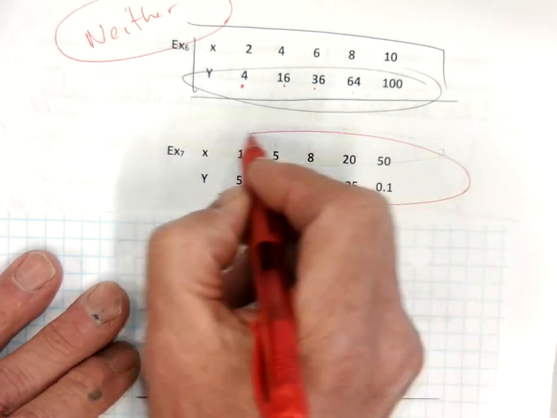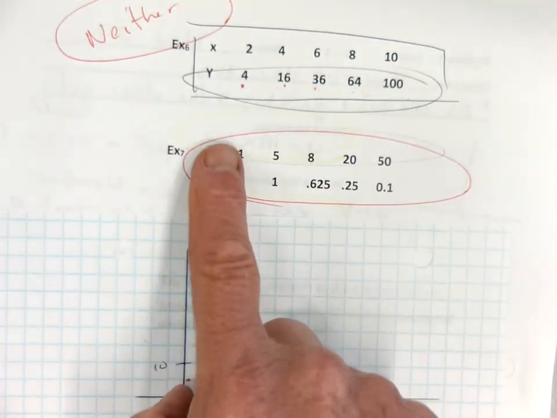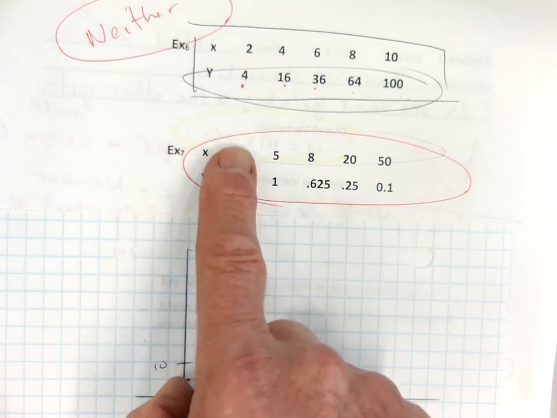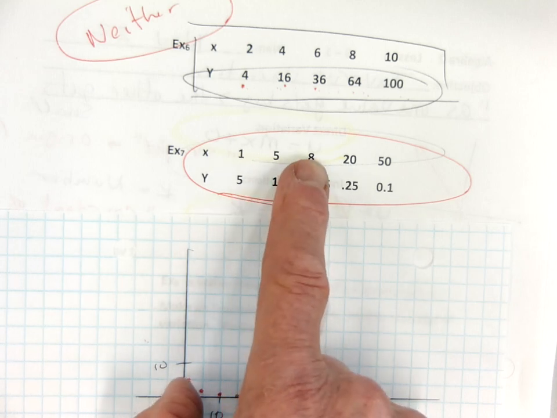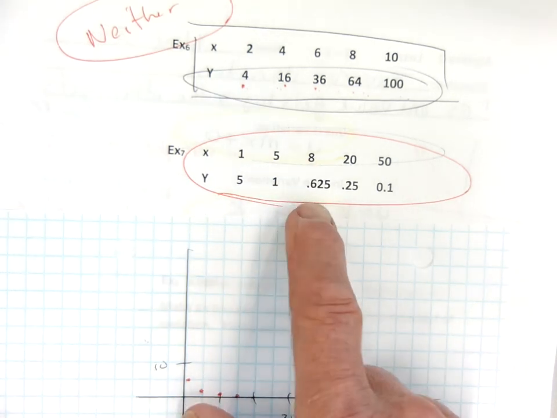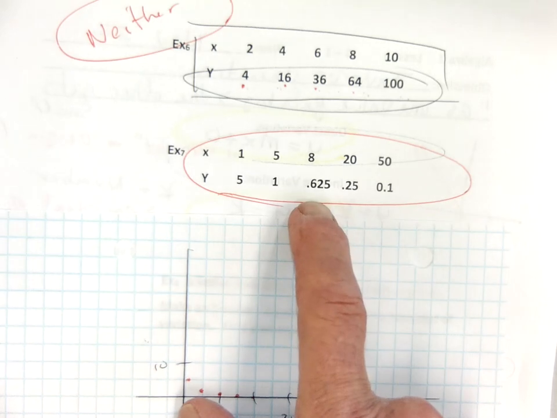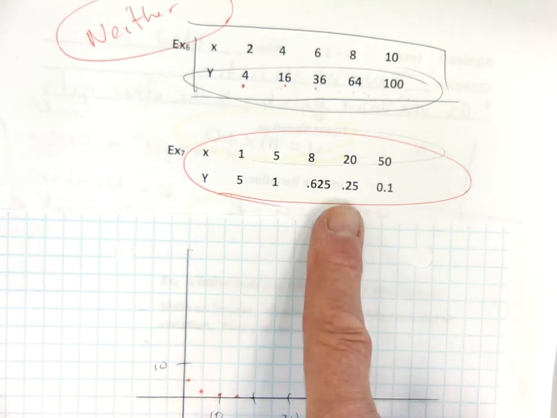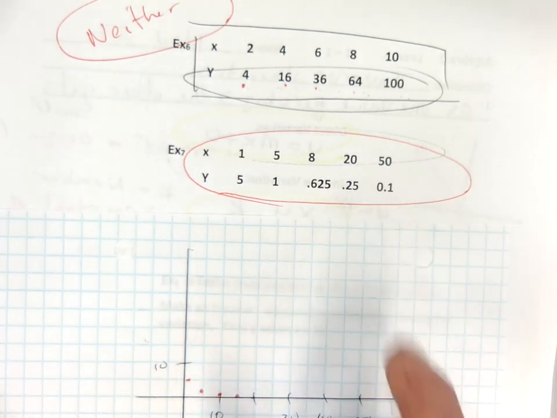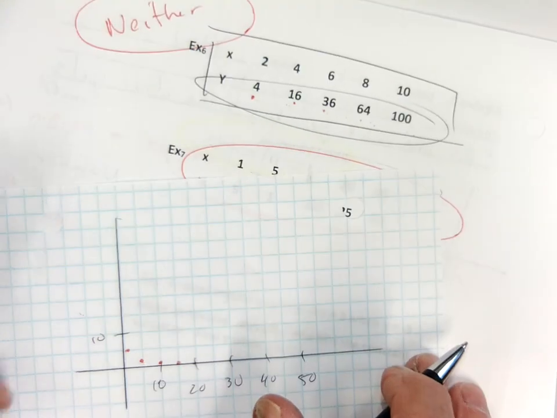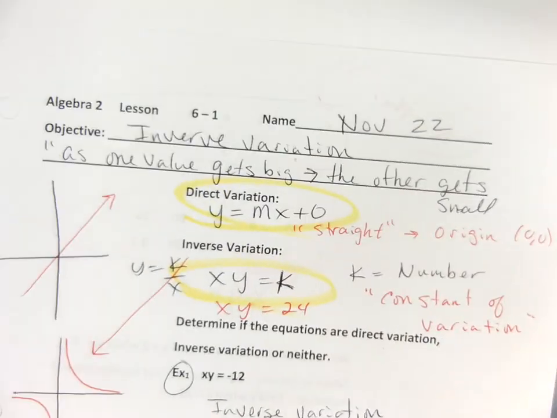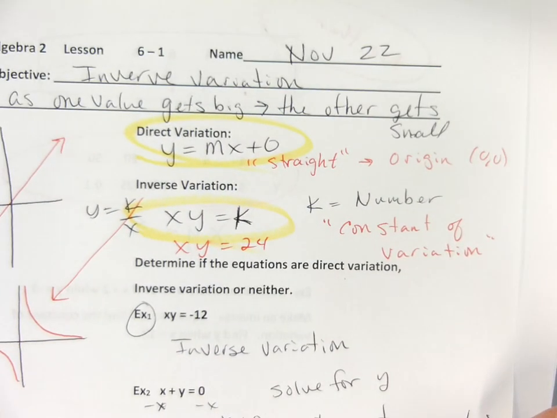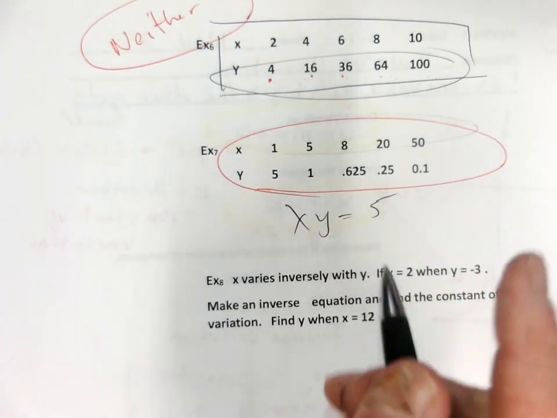But let me ask you a question. What's 1 times 5? 5. What's 5 times 1? 5. Good, you got a calculator. What's 8 times 0.625? 5. What's 20 times 0.25? 5. What's 50 times 0.1? 5. So isn't it x times y equals 5? Hey, so what kind is that? Is that inverse? Because that graph wasn't doing it for me. You guys agree? But we saw it. That is inverse.